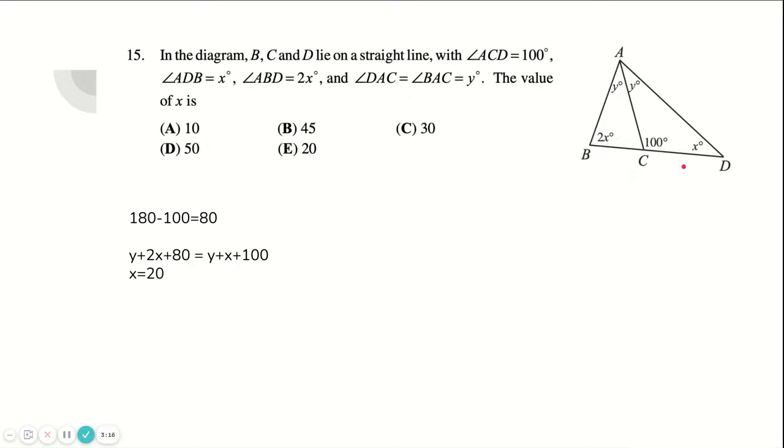We know that a straight line is 180 degrees, and since we know this, then we know that this angle right here is 80 degrees. And then we see, okay, we have two triangles. Any triangle has interior angles summing to 180 degrees. We can exploit this, and because these two would be the same, we can do y plus 2x plus 80 equals y plus x plus 100. And we see that if we cancel out these y's, we get x equals, and we move this 80 to the other side, so x equals 20.